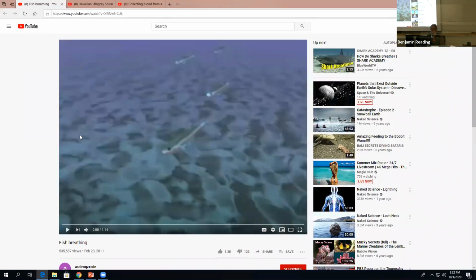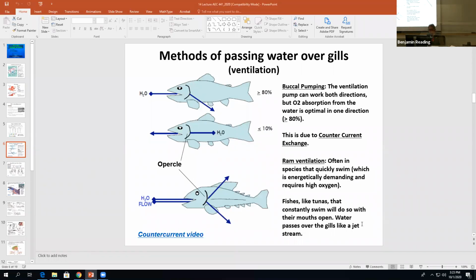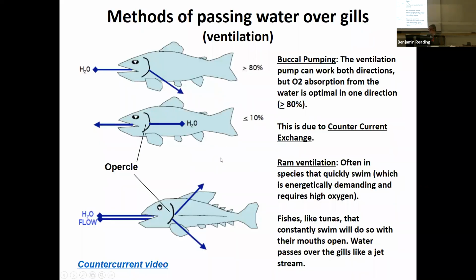So that there is the countercurrent exchange system, and it's very similar between different fishes, whether they're bony fishes like teleosts or whether they're chondrichthyan fishes such as sharks.